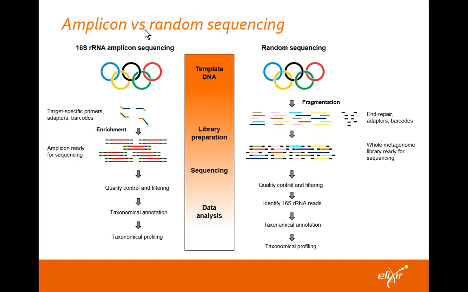Some other differences I've put up here. When you do amplicon sequencing, you use specific primers to amplify the 16S. But down here, at the data analysis part, which is what this course is about, you do quality control, filtering, and taxonomical profiling. When you do random sequencing, we do almost the same steps, but since we have all kinds of genes in here, we need to identify the reads that contain the 16S ribosomal RNA, and then do pretty much the same as in this pipeline. So this is what you're going to do today.